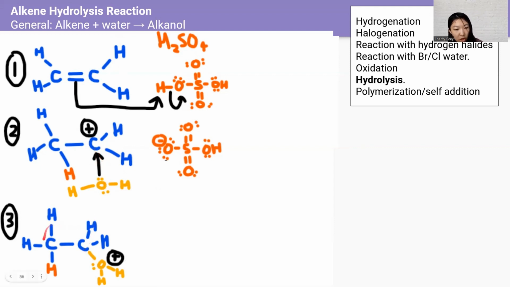So now we have the carbons both balanced, but the oxygen on the water is no longer balanced. However, we still have a negative charge, right? So what we're going to do is this negative thing is going to be attracted to the hydrogen, and it's going to attack it, right? Because this is positively charged, right?